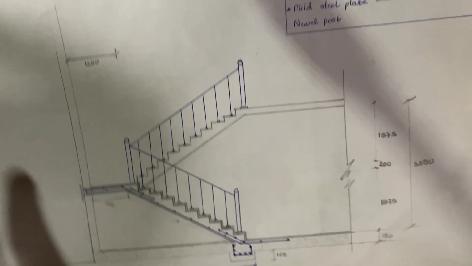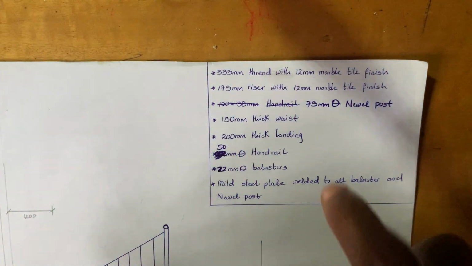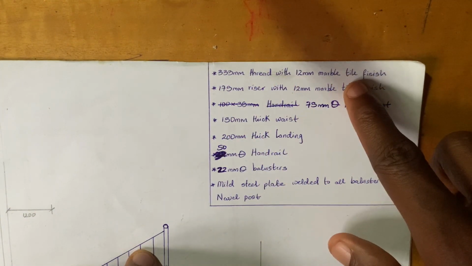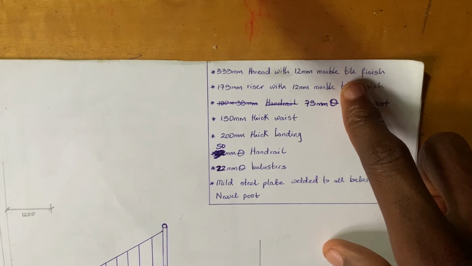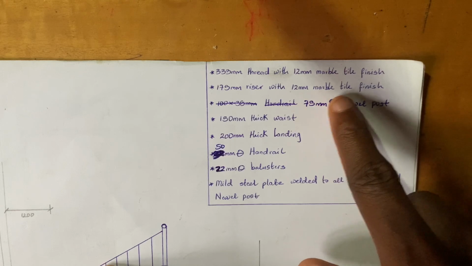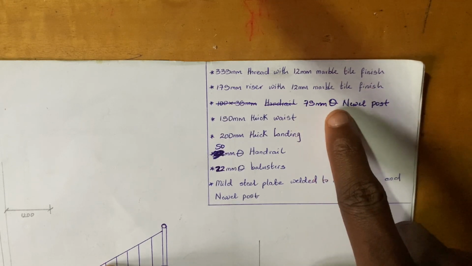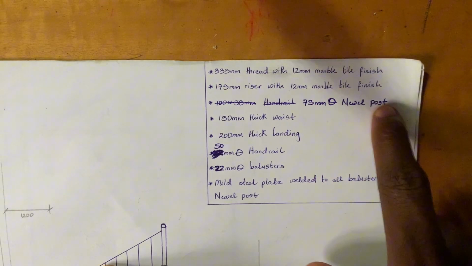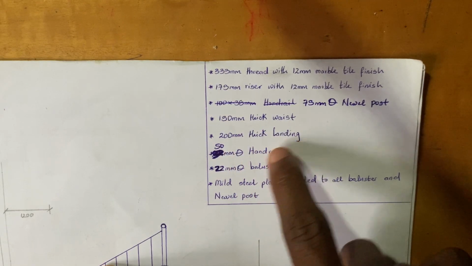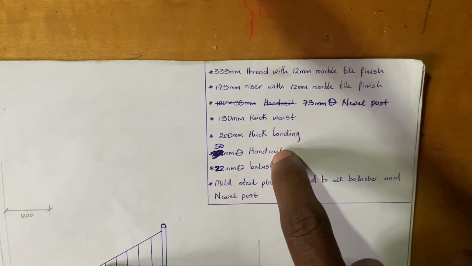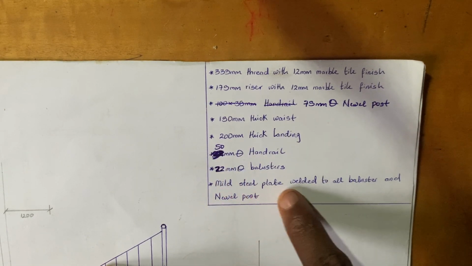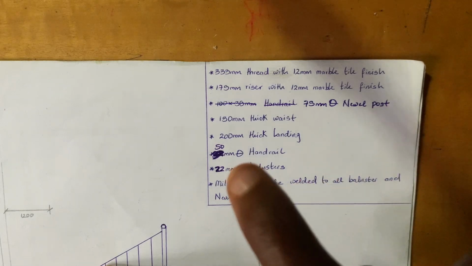So the specification for this staircase includes the following: 333 mm tread with 12 mm thick marble tile finish, 175 mm riser with 12 mm marble tile finish, 75 mm thick newel post, 150 mm thick waist, 200 mm thick landing, 50 mm thick handrail, 22 mm thick balusters, and mild steel plates welded to all balusters and newel posts.